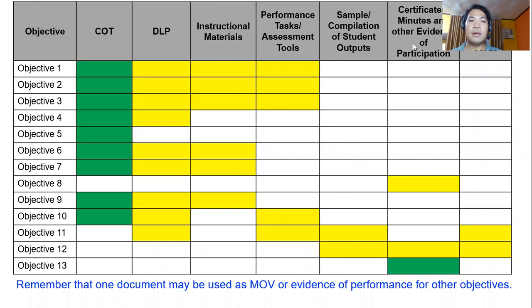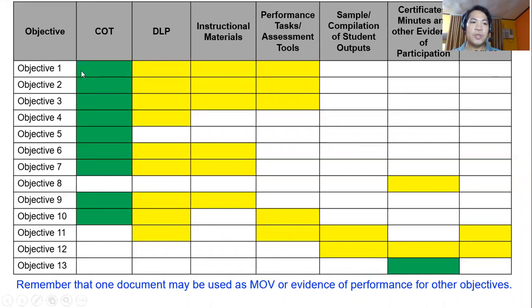These are the attachments of our IPCRF that we should know. Of course, the classroom observation tool, the DLP, instructional materials, performance tasks or assessment tools, sample or compilation of student outputs, certificates, minutes, and other evidence of participation, class records, or report cards.